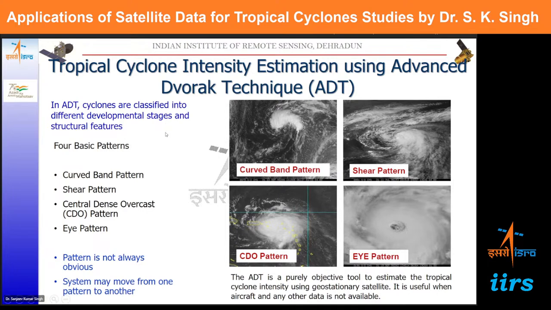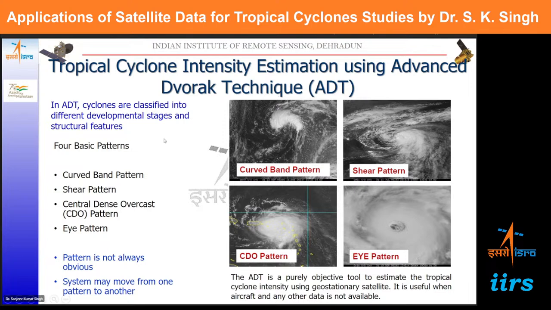Now coming to the intensity. Intensity is also one of the most important parameters for a tropical cyclone. What is the wind speed? There are many methods for intensity prediction, but one of the most reliable methods is the Dvorak technique. Most regional meteorological agencies are using the Dvorak technique to predict the intensity.